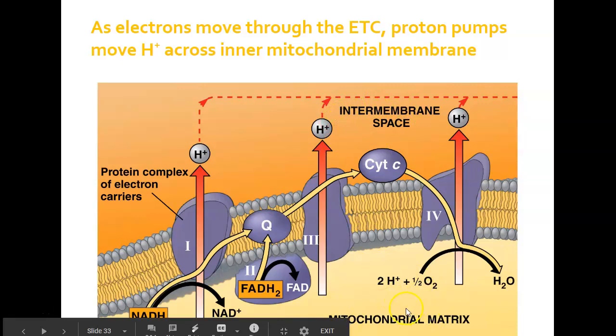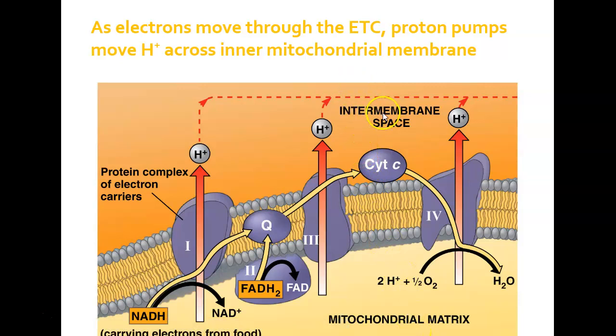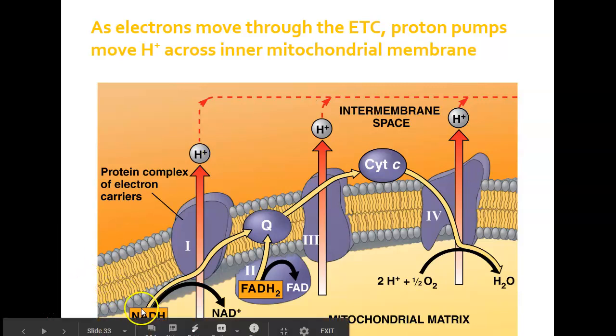You can see the matrix here is where the Krebs cycle took place, and on the other side is the intermembrane space, and you have the inner membrane here. So we're pumping all of these protons onto the one side, so there's a heavy concentration gradient. And through that process, you can see NADH is dropping it off a little upstream, FADH2 drops it off a little downstream. You shouldn't have to know the specific complexes involved.